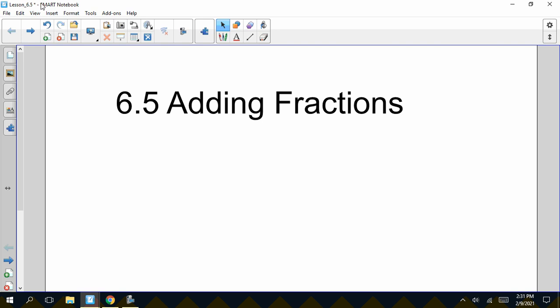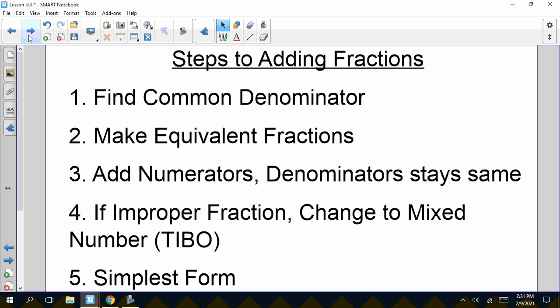Adding fractions is very similar to subtracting fractions, and here are the steps that we need to do in order to solve. Number one, we need to find a common denominator. Remember, you can't add or subtract fractions without finding that common denominator. So the first thing we need to do is count by both denominators until we find one that they have in common. Hopefully it's the least common denominator.